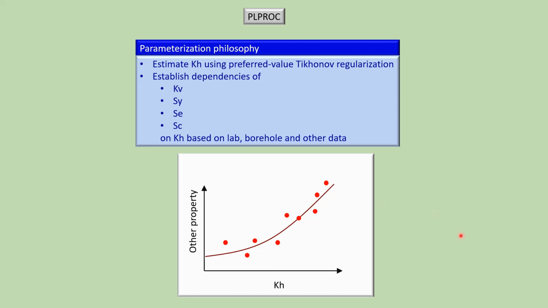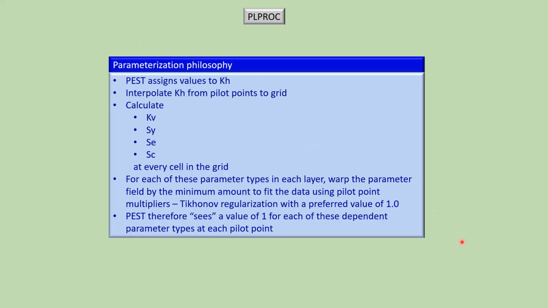So the first thing which PEST did then was to interpolate from KH pilot points. Well, KH values were assigned to pilot points, and these were interpolated. This is what Proc did. So values were assigned to pilot points, KH values. These were interpolated to all cells of the model domain.